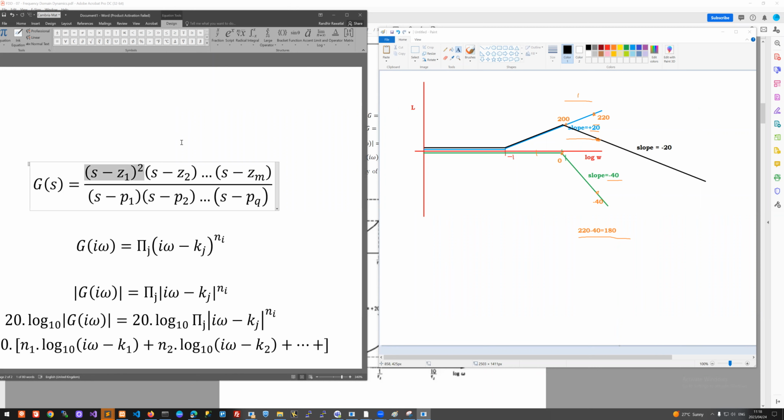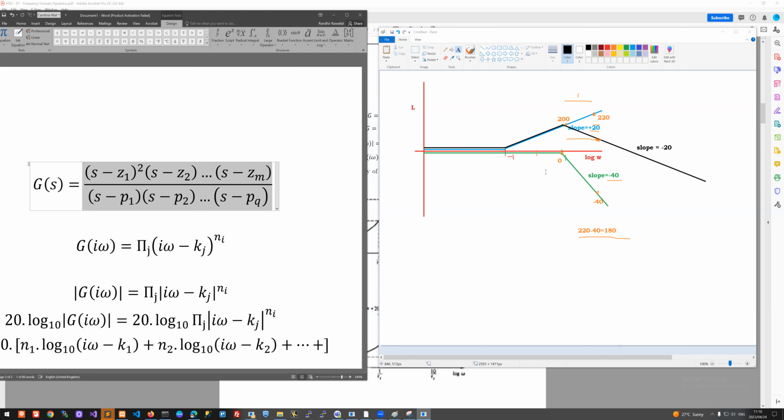In other words, we are able to very rapidly graph even a complicated function like this. We can graph it very quickly. So that's the beauty of the Bode diagram. It exploits the relationships with the logs to make it easy to do graphical addition. Okay.